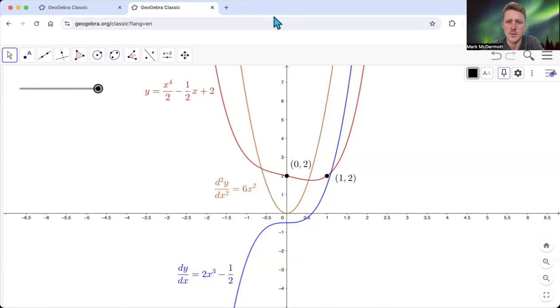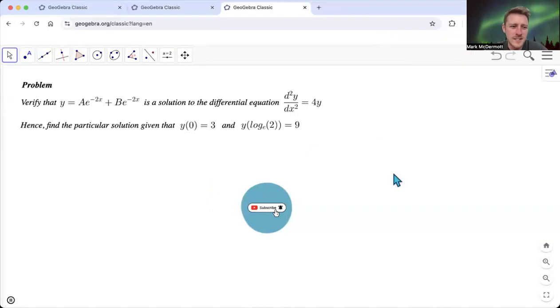I'm just going to pose a problem, so just give me 1 second. Here's the problem. Verify that y equals a e to the 2x plus b e to the negative 2x is a solution to the differential equation d squared y dx squared equals 4y. Hence, find the particular solution given that y of 0 equals 3 and y of log e of 2 equals 9. So give it a go. Let me know what you think.